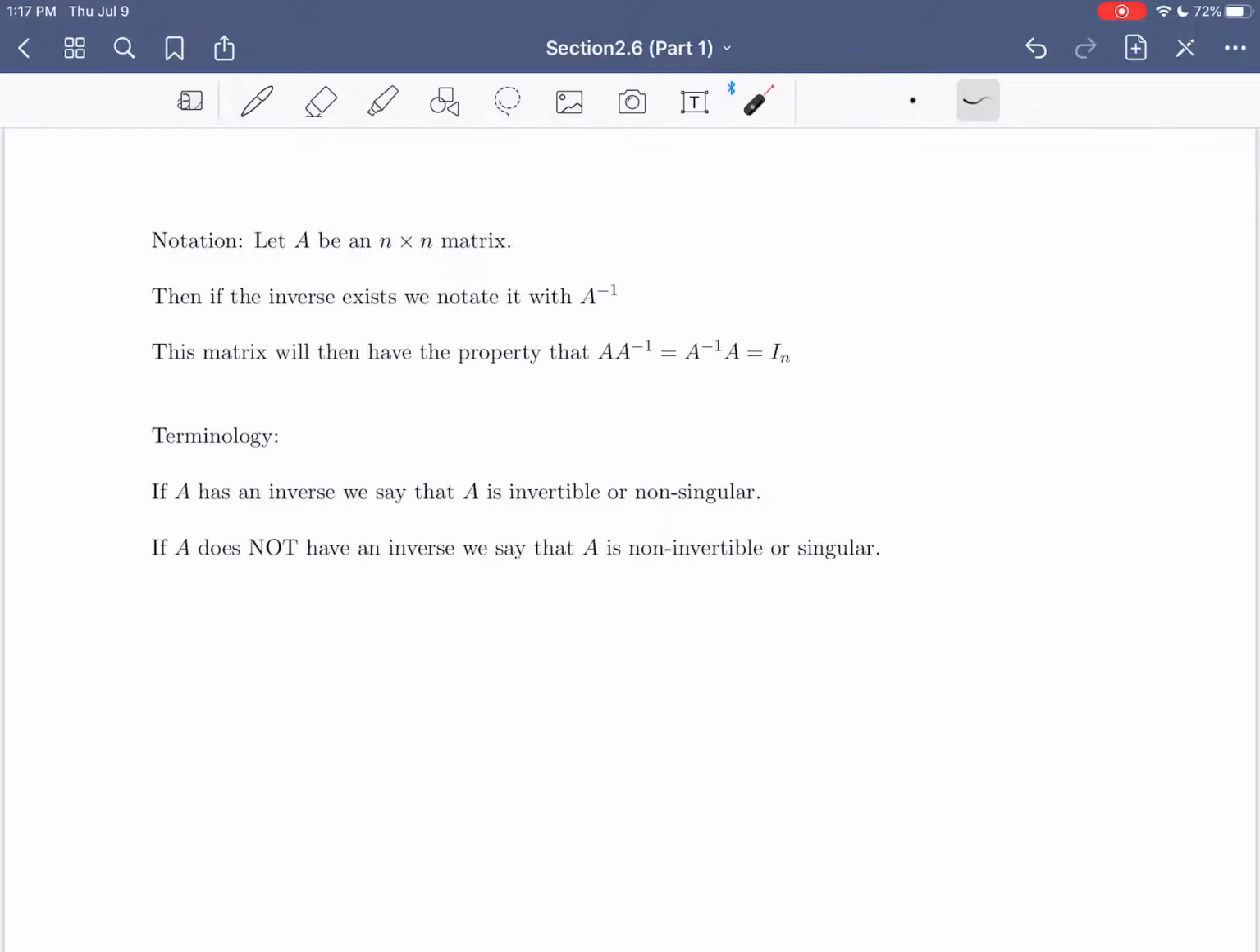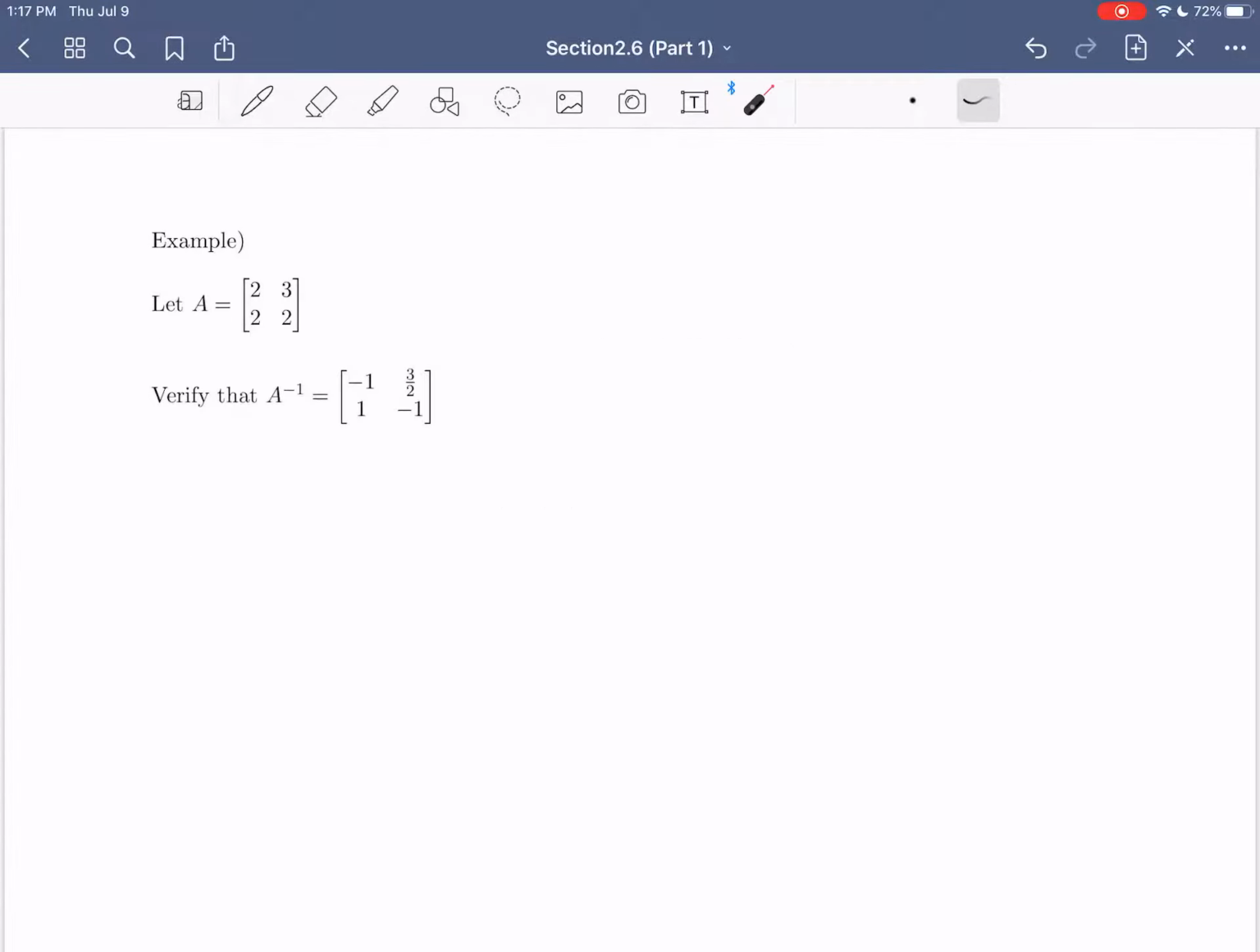Okay, so now we have this idea of how we notate an inverse, and some terminology about that. Let's look at a couple of little examples about inverses. As an example, let's take this square matrix and verify that A inverse is equal to this. Notice this isn't saying that we know how to calculate inverses yet, but this makes sure we understand how you would verify that a given matrix is the inverse. So what do we need to show here? Technically we need to show two things. We need to show A times A inverse is equal to the identity matrix, and we need to show A inverse times A is equal to the identity matrix.